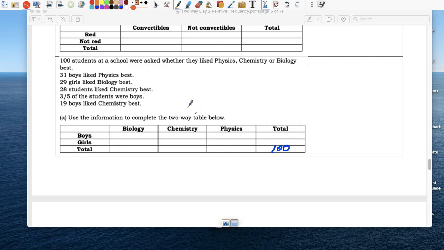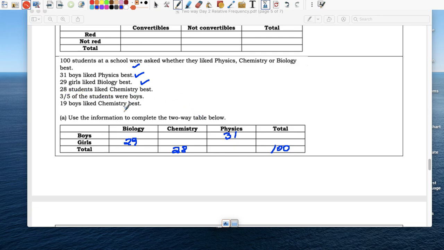31 boys like physics best, right here. 29, so this is done. 29 girls like biology best. 28 students like chemistry best, 28 students chemistry right here. So that's a total, because it doesn't say boys or girls, we just know there's 28.